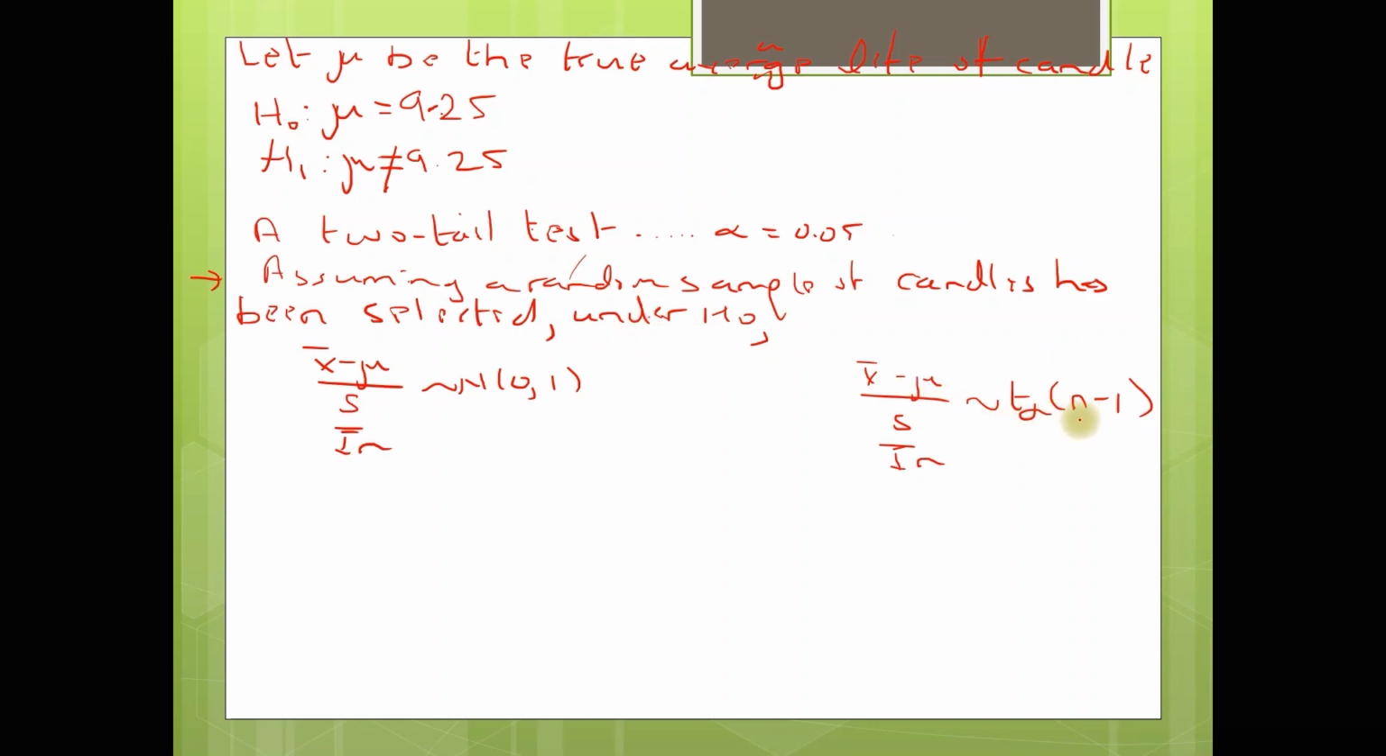So you have n minus 1, which is the degrees of freedom, and alpha, the level of significance, if it was to follow a t-distribution, obviously.